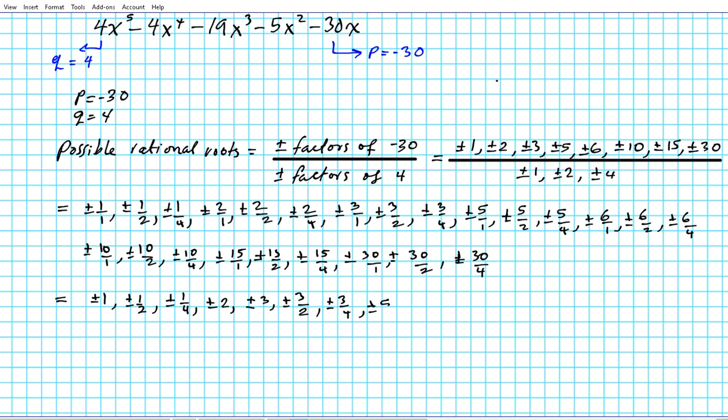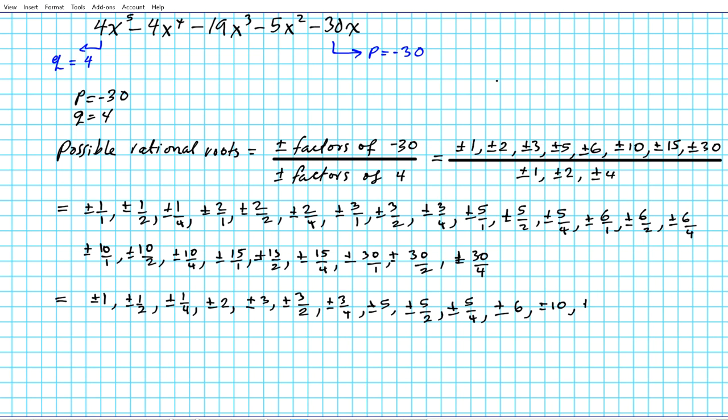Plus or minus 5. Plus or minus 5 over 2. Plus or minus 5 over 4. Plus or minus 6. Plus or minus 6 over 2 is 3, already accounted for. 6 over 4 reduces to 3 over 2, already accounted for. Plus or minus 10. Plus or minus 10 over 2 is 5, already accounted for. 10 over 4 reduces to 5 over 2, already accounted for.